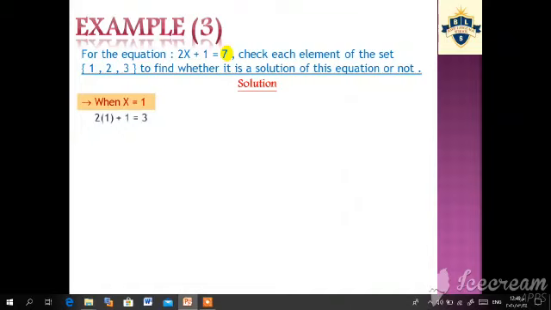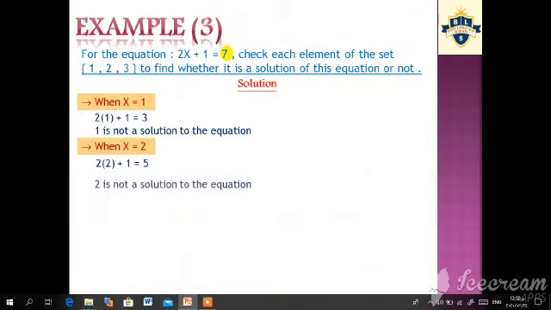when x equals 1, put x equals 1. 2 times 1 plus 1 equals what? Equals 3. So the answer from the left-hand side is 3. Does 3 equal 7 or not? It is not equal to 7. So 1 is not a solution to the equation. When x equals 2, 2 times 2 equals 4, plus 1 equals 5. 5 is the answer from the left-hand side, but I have 7 on the right-hand side. Does 5 equal 7? No. So 2 is not a solution to the equation.